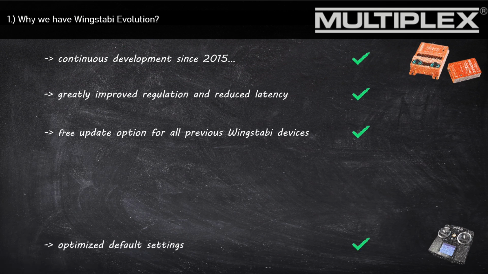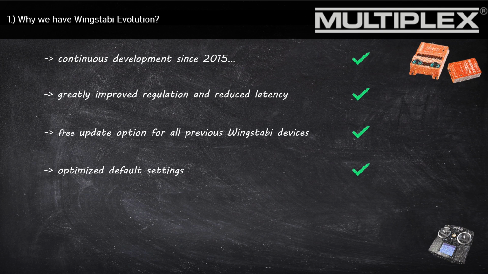The next feature of the Wingstabi Evolution is one of the main features: the optimized default settings. That means you can run your aircraft really out of the box without making many adjustments, thanks to the new optimized default settings. It is important to know that you only have the optimized default settings if you have flashed your Wingstabi to the latest version of Wingstabi Evolution. Otherwise, you can also do this manually, for example, if you have an older version like the Wingstabi Classic 1.3.7. I will show you how to do this.